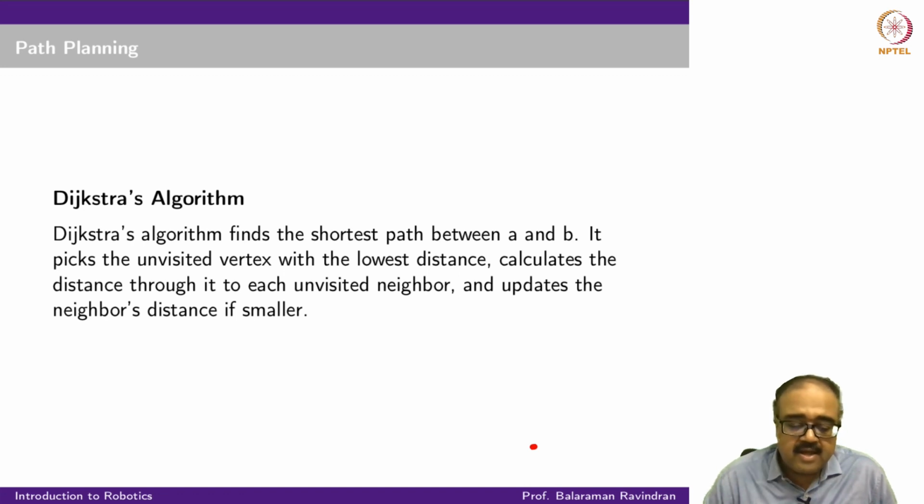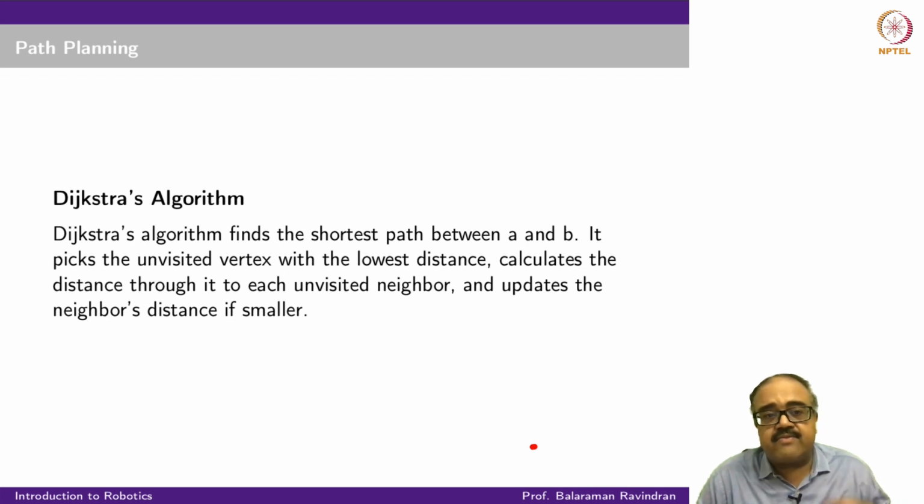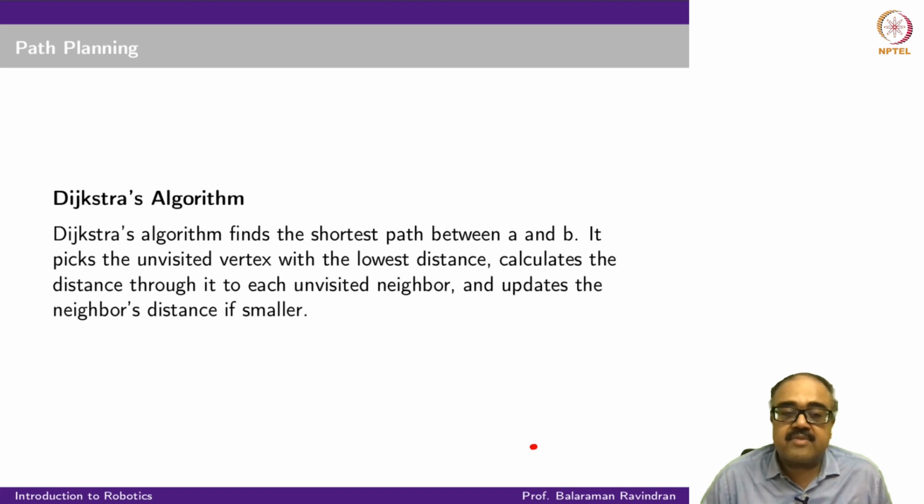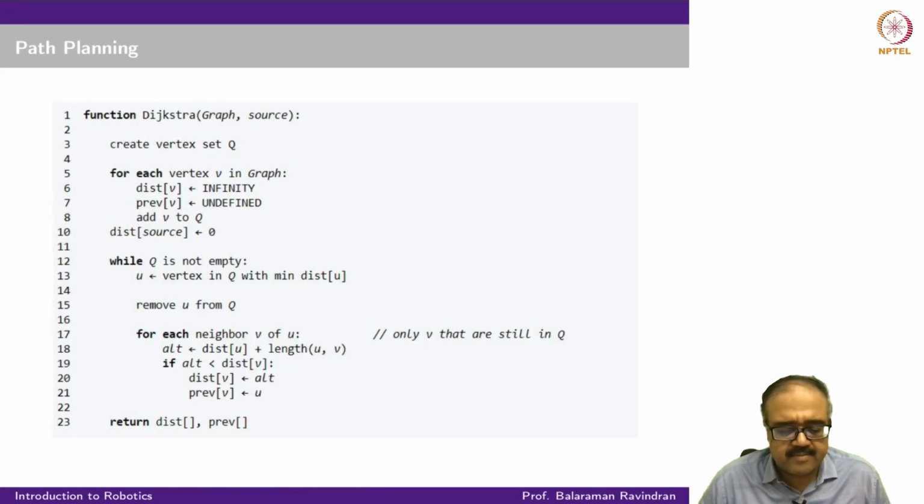Therefore Dijkstra's algorithm works perfectly. Among all the vertices that I haven't visited so far, Dijkstra picks the vertex with the lowest distance, and calculates the distance from that vertex to each of the unvisited neighbors of that vertex, and updates the neighbors' distance if it's smaller. So we'll just see how it works. Just look at the algorithm here.